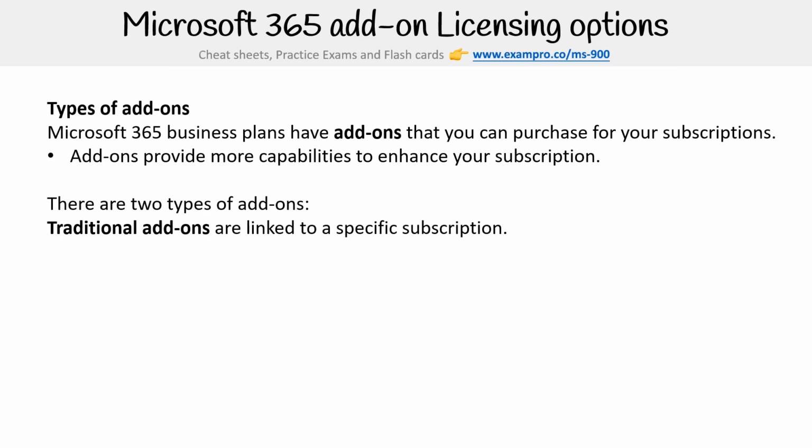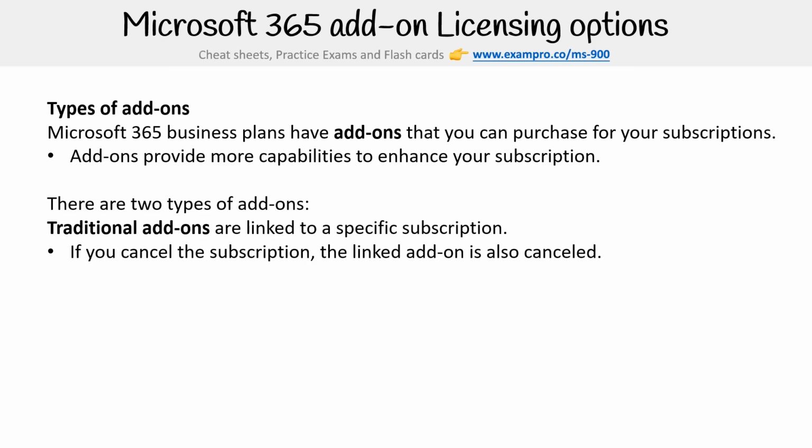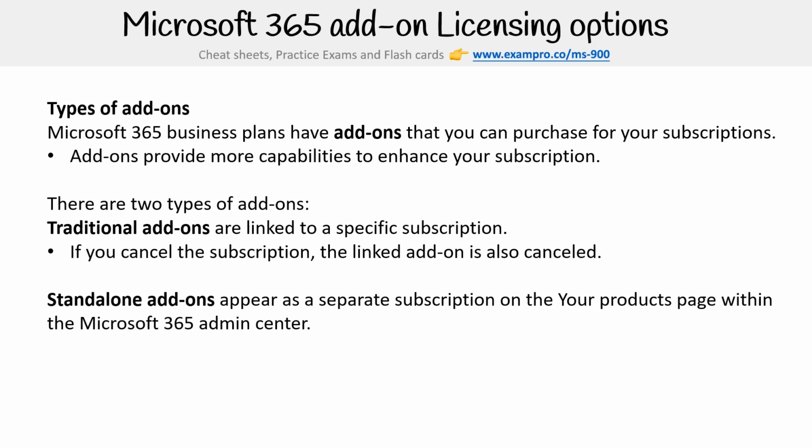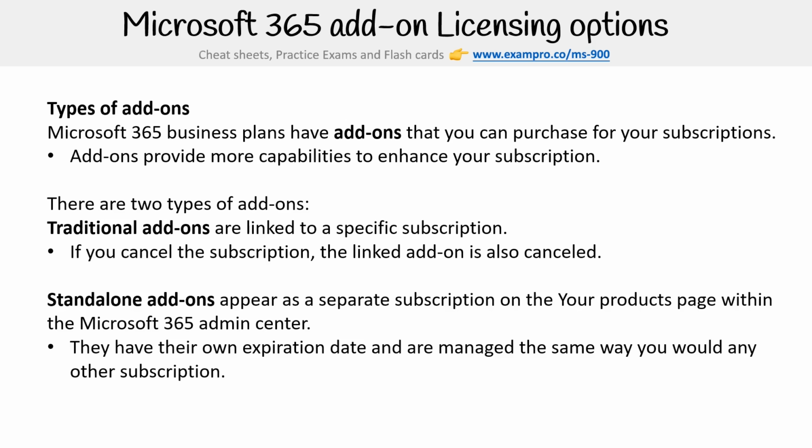The first type of add-ons are traditional add-ons, and these are linked to a specific subscription. And if you cancel the subscription, the linked add-on is also canceled. The second type are standalone add-ons, and these appear as a separate subscription on your products page within the Microsoft 365 Admin Center. They have their own expiration date and are managed the same way you would any other subscription. So, those are the Microsoft 365 licenses and add-on options.